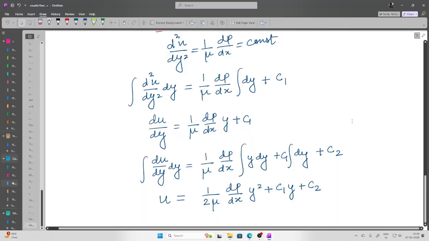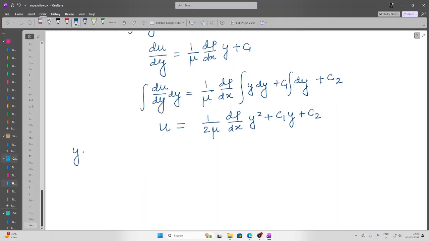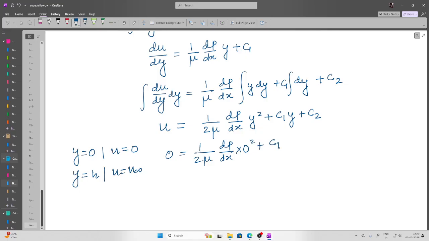So let us write again. When y is equal to 0, the velocity is 0, and when y is equal to h, the velocity is the velocity of the plate. If we replace the first one, 0 is 1 by 2 mu dp by dx into 0 square plus c1 into 0 plus c2. From here, this is 0, this is 0, so we came to the conclusion that c2 is equal to 0.